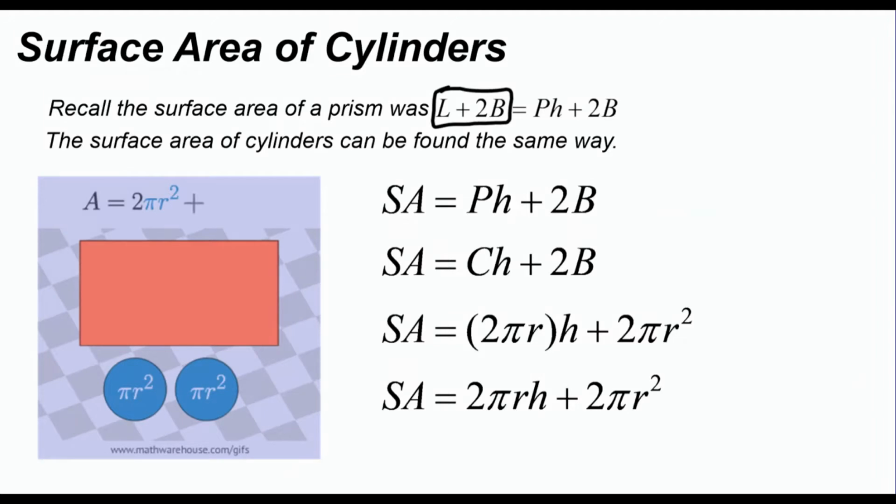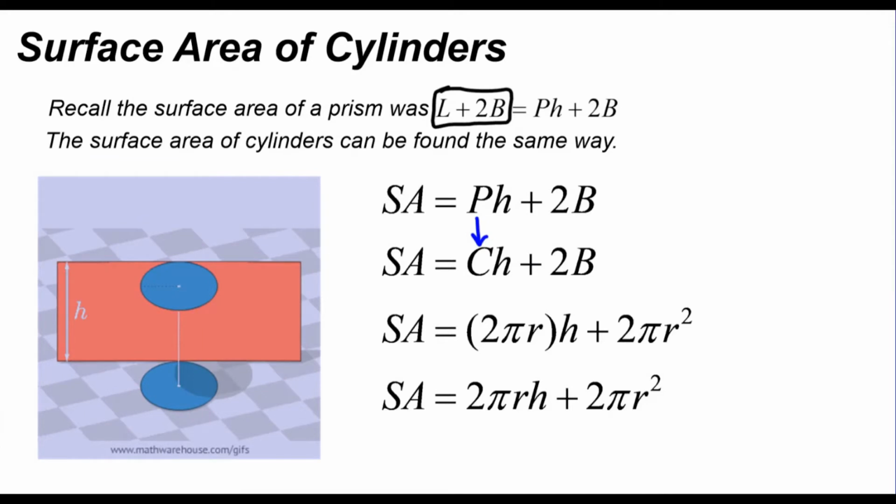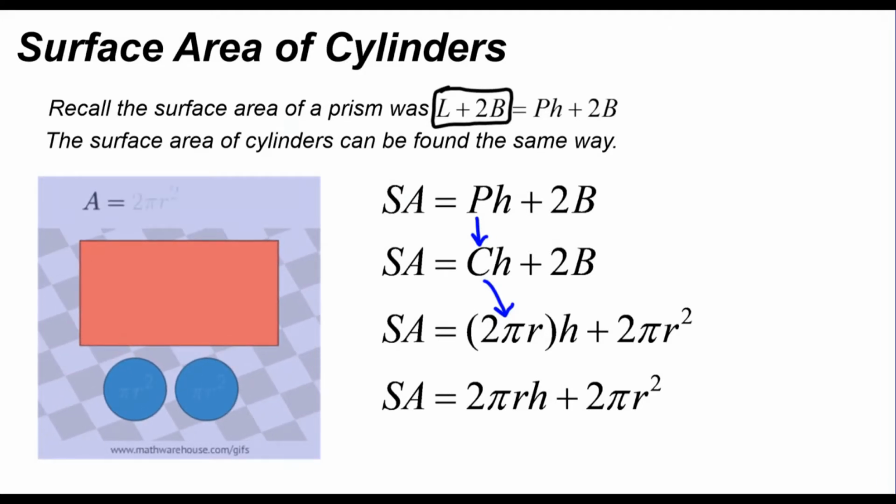Well, how do you find the perimeter of a circle? The perimeter of a circle is called circumference. So instead of perimeter, we're going to be using the circumference of the circle times the height plus 2 times the base. And to find the circumference of the circle, that was pi times the diameter. But since we have to use radius to find the area of the base, we're going to use the circumference using the radius, which is 2 times pi times radius. So the circumference of the circle times the height will give us our lateral surface area, and then we're going to find the area of the base, which is pi r squared, and then double it, times 2.